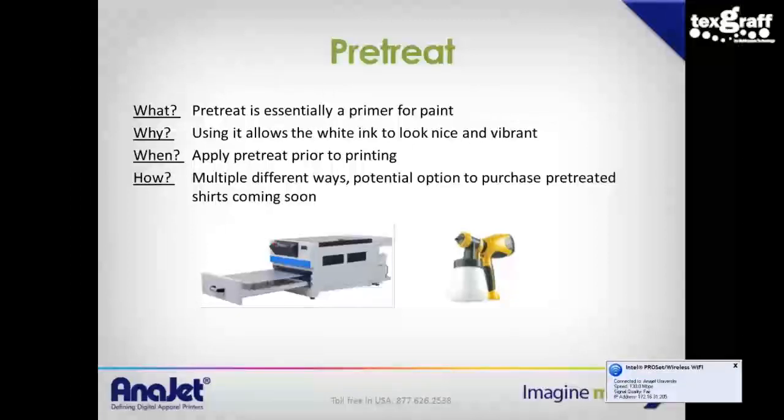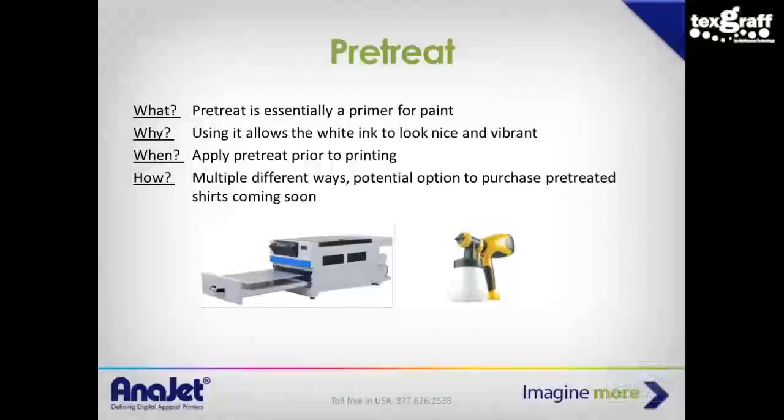Now, there's a bunch of different ways to pre-treat. The most common way is with a Wagner spray gun. That's the image that you see on the right of your screen. That's just a paint sprayer that you load with the pre-treatment and you spray it onto the shirt. Another way that you can do it is with a pre-treatment machine, which is on the left side of your screen there. With that machine, you put the shirt right down onto the platen, stick it in, and hit that green button on the right-hand side, and it sprays it and spits it back out.